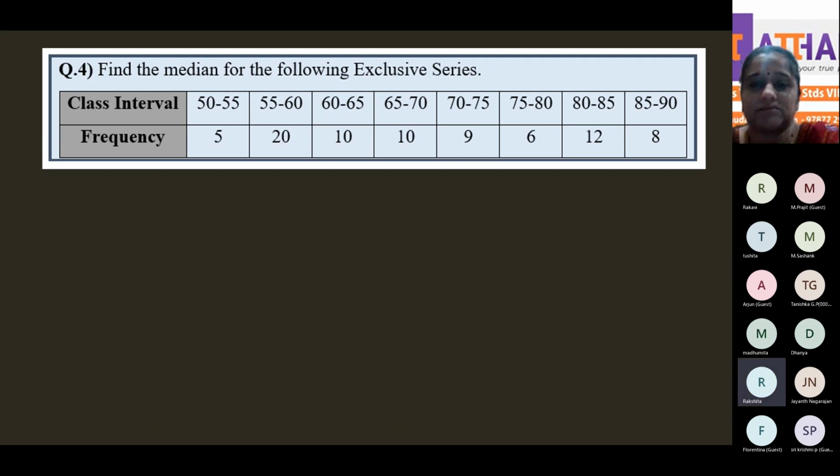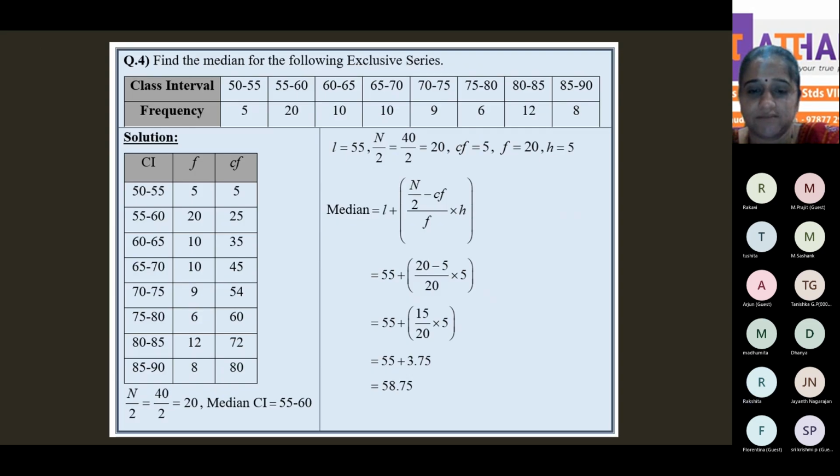67.5, ma'am. Oh, I'm getting 58.75. Okay, ma'am, I'll check it once. Yeah, let me know. See, calculation error is human, no? So even I could have gone wrong somewhere in calculation. Just let me know if you find out something. 58.75 is what I'm getting.